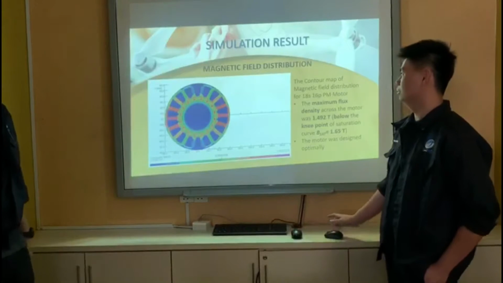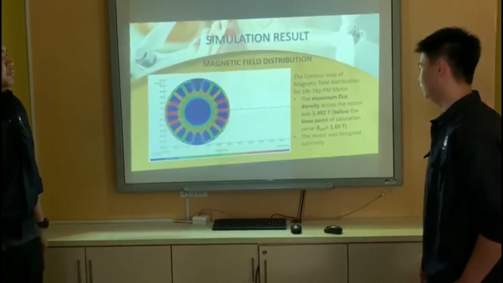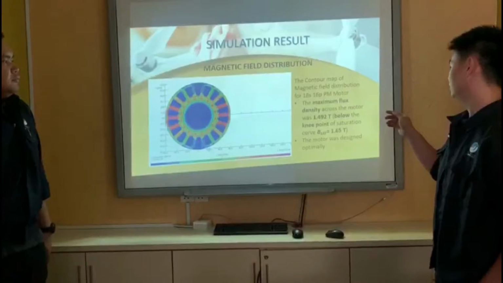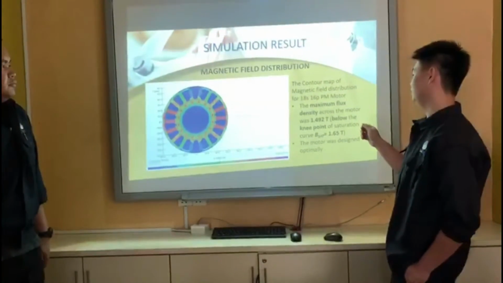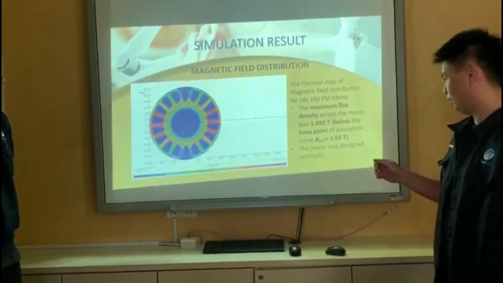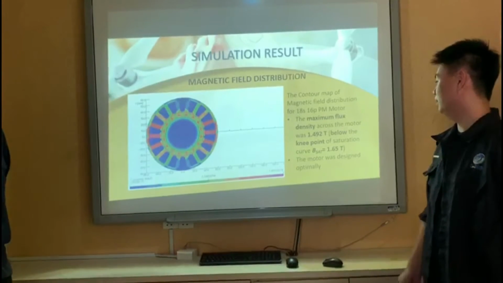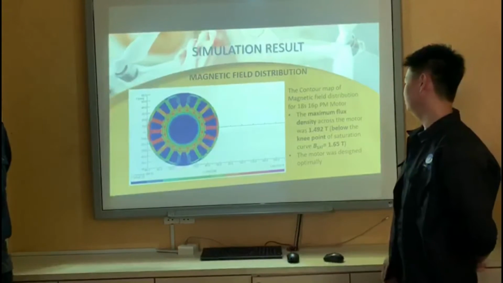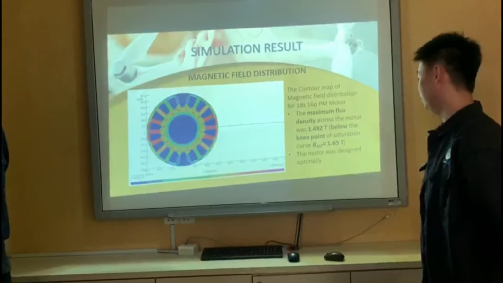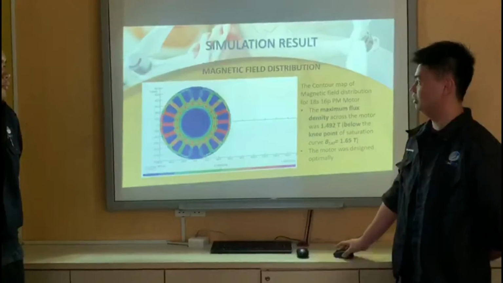And then next is the magnetic flux density distribution, and the figure shows the maximum flux density across the motor based on the simulation. The result comes to 1.492 Tesla, which is below the knee point of saturation at 1.65 Tesla, and we can conclude that the motor has been designed optimally.